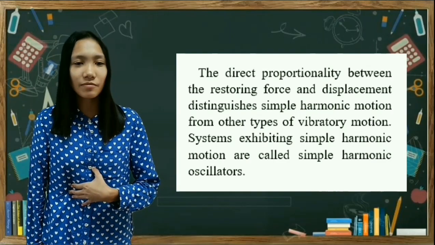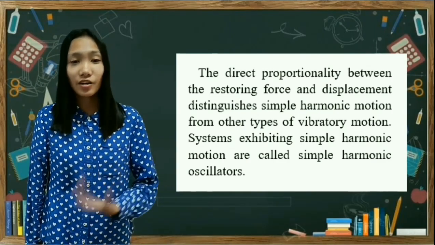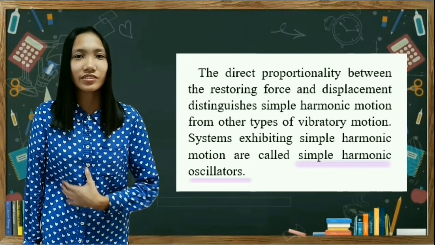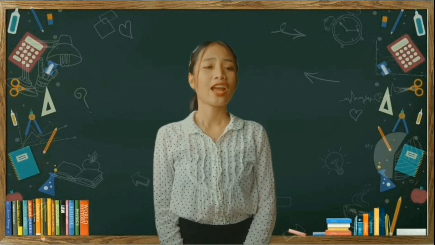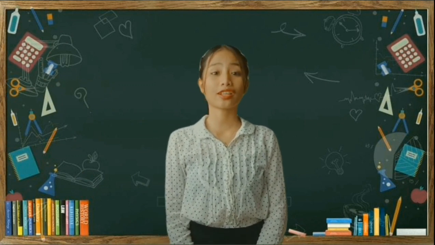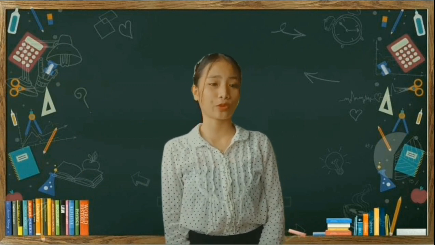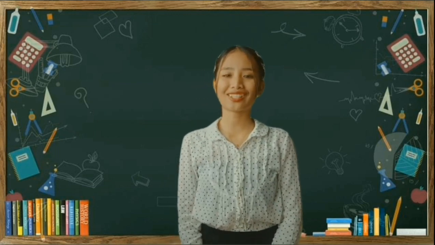Systems exhibiting simple harmonic motion are called simple harmonic oscillators. The simplest form of a simple harmonic oscillator is a body of mass m oscillating on one end of an elastic spring, also known as the mass spring system.